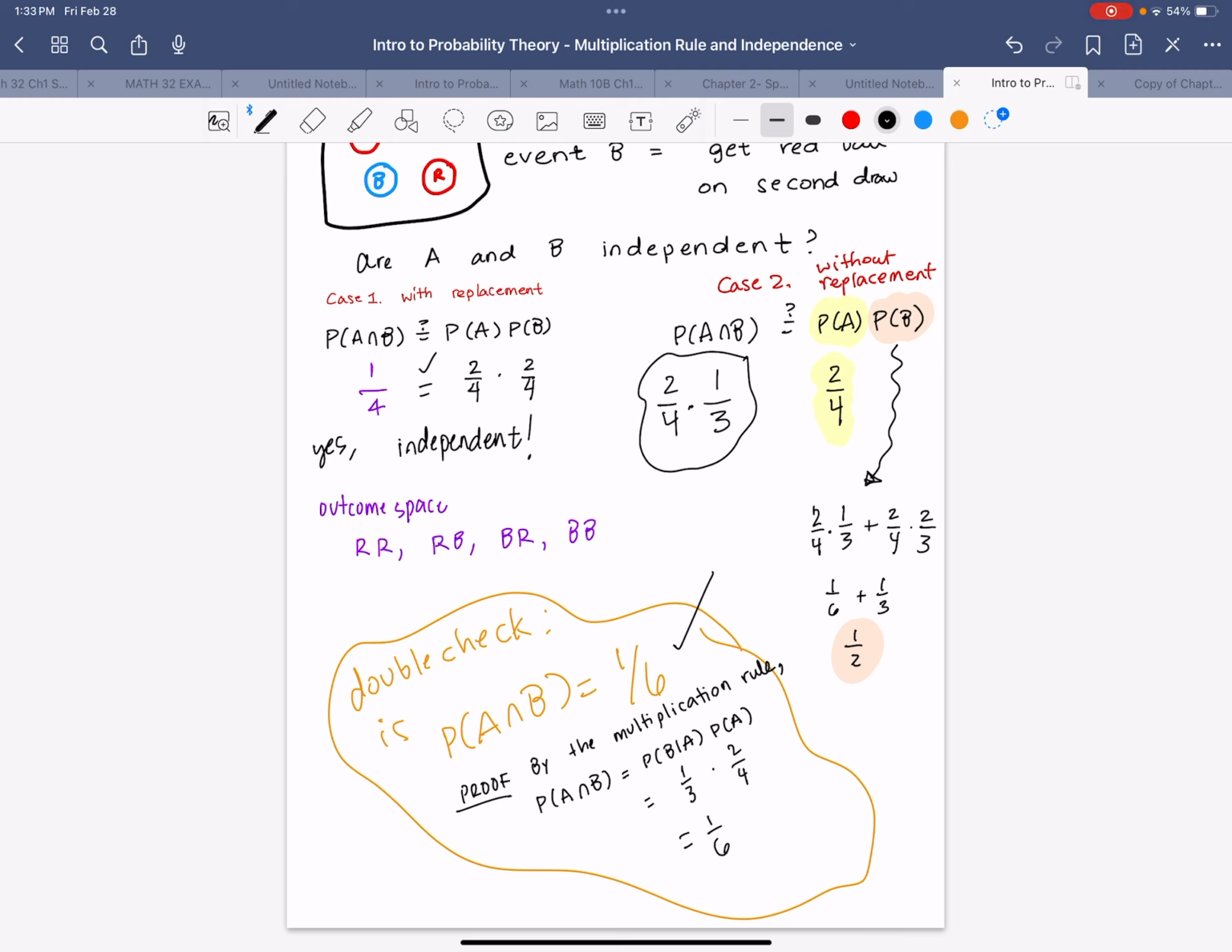And we'll say, oh, the probability of A and B is 1/6. The probability of A times the probability of B is 1/4. So not independent.